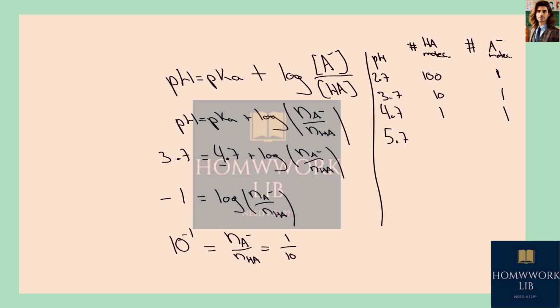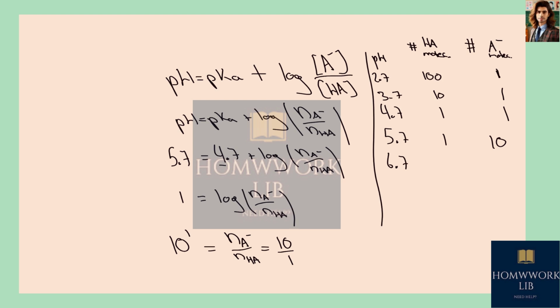And now let's see what happens in the other two cases, 5.7 and 6.7. For 5.7, again, the only things that are going to change in our procedure are these numbers over here. 5.7 minus 4.7 gives us 1. 10 to the 1 is equal to 10, right? So we have a 10 to 1 ratio, but now acetate is more abundant than the HA.